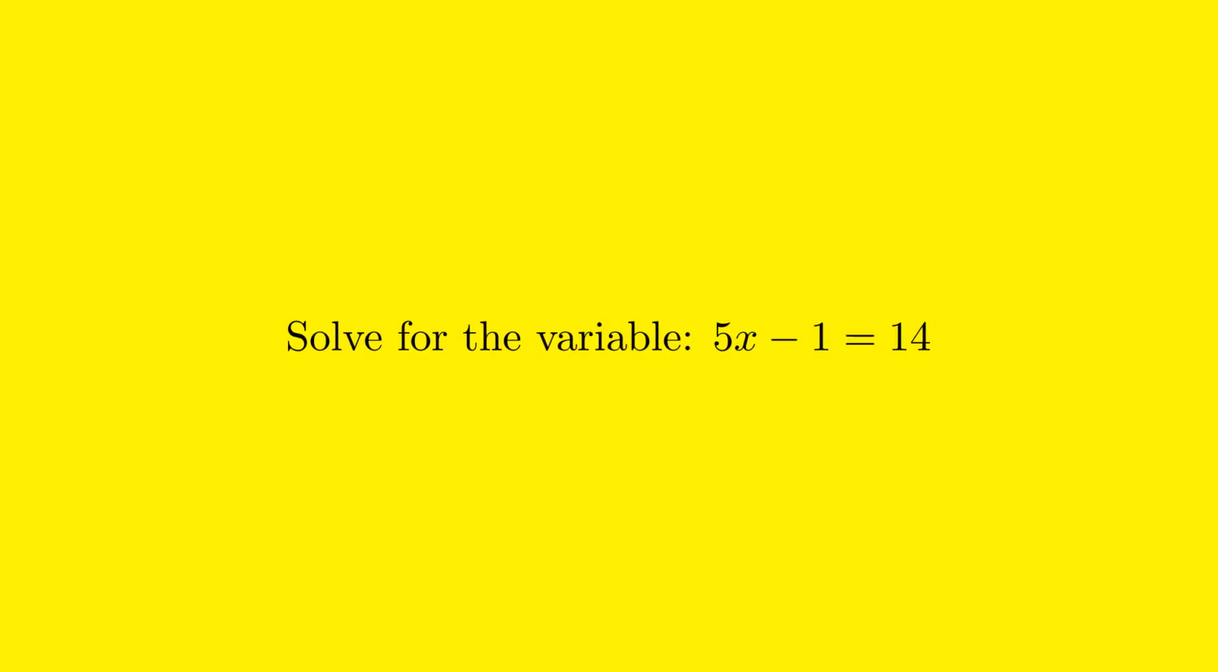Welcome to our instructional video on how to solve for the variable in a one-step equation. In this video, we will be solving for the variable x in the equation 5 times x minus 1 equals 14. By following a few simple steps, you will be able to find the value of x that satisfies this equation. So let's get started.